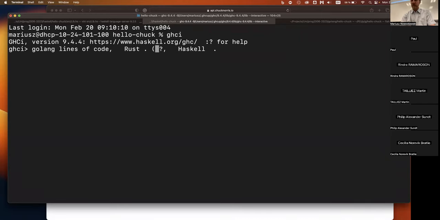The dot in Rust is a Haskell space. Because the Haskell dot is what would be F G in Rust, right? That's the Haskell dot. Haskell dot does this for us. And Rust dot is just space.